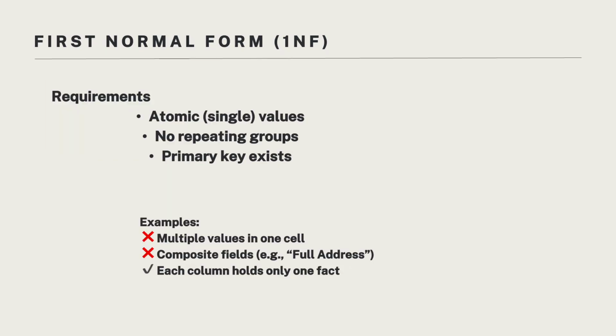Now let's look at the first rule, 1NF. To be in 1NF, every field must have atomic values, which means only one value, nothing more. There must be no repeating groups, and the table must have a primary key. A violation of 1NF would be something like putting multiple phone numbers in one cell or string, or full addresses in one column instead of breaking them into street, city, and state. 1NF basically ensures the data is clean and structured at the basic level.